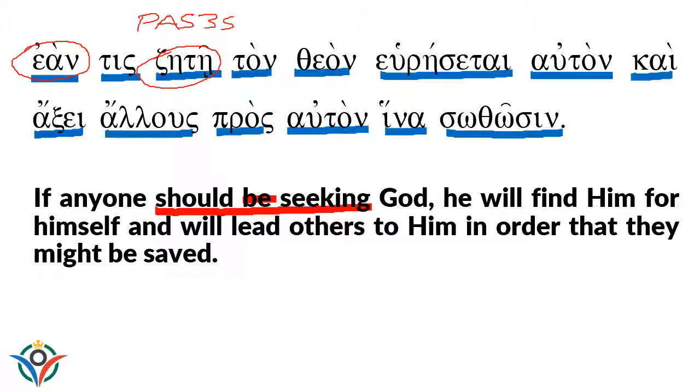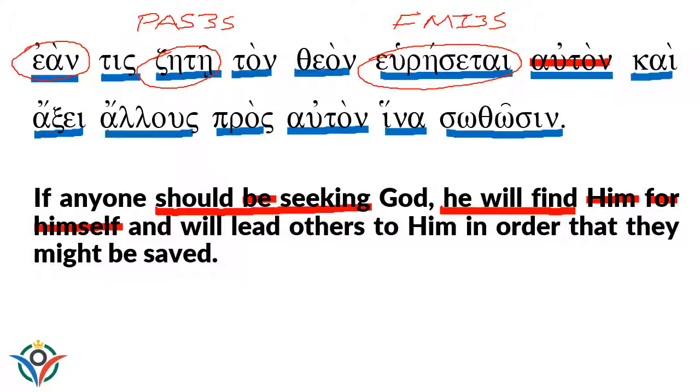Then the next word that I want to look at here is heuresetai, and this actually comes from heurisko. So this is a future, middle, indicative, third person singular. All right, so that's why we translated it as he will find. All right, then we've got auton, which is the direct object, find him, but then we add the words for himself to communicate the middle voice of the verb.